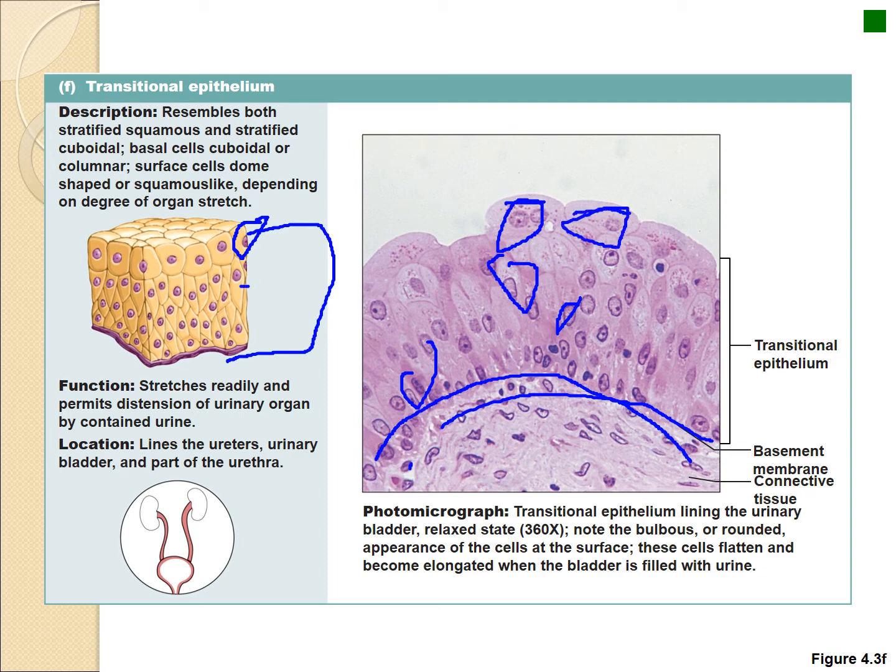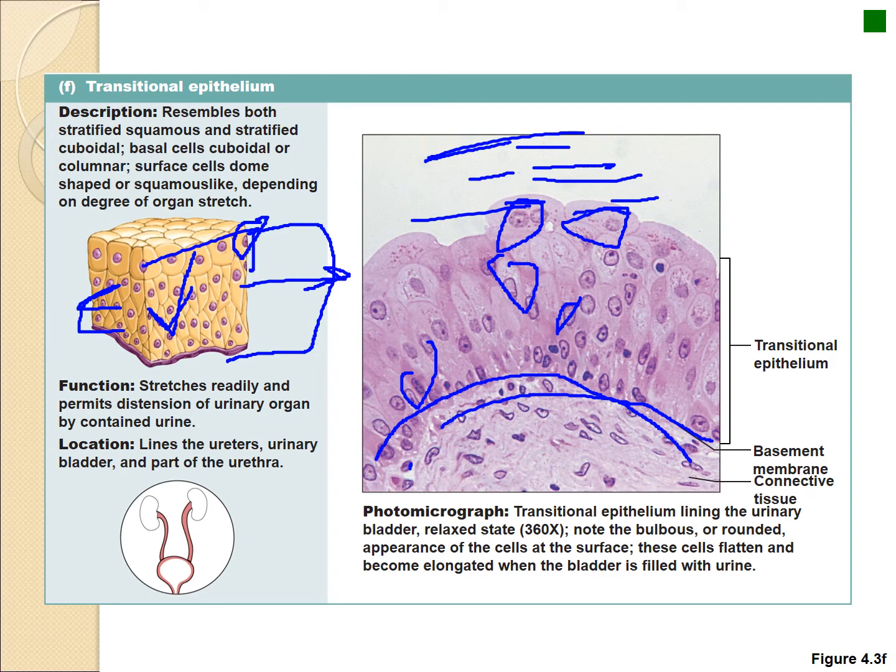What these cells do is they can be stretched. They're very tightly held together so that it almost looks like a stratified squamous. This is actually the unstretched form. When stretched, this shrinks this way and these cells flatten out like pancakes. So you then have a layer that is thin but all stretched out, and you can almost double the length of these.